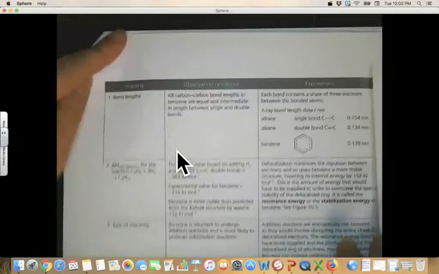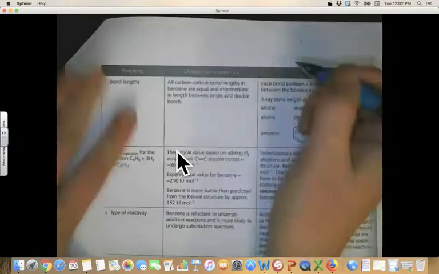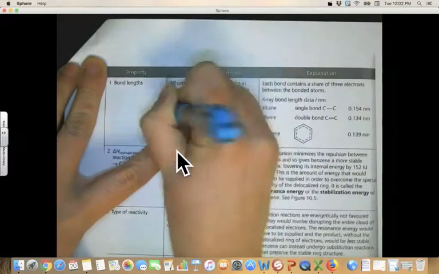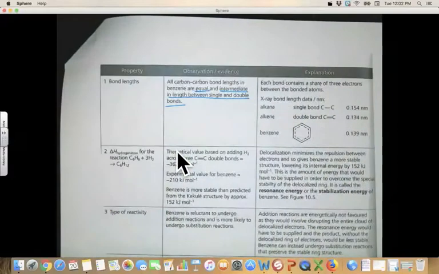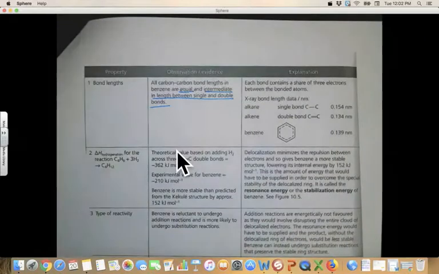So there are several pieces of evidence that you need to know for this. The first is the bond lengths. All the carbon-carbon bond lengths are equal, and they're intermediate between single and double bonds. So if you look at the actual numbers, that lets us know that it's not just alternating double and single bonds, that there's got to be more to it. There's more sharing.